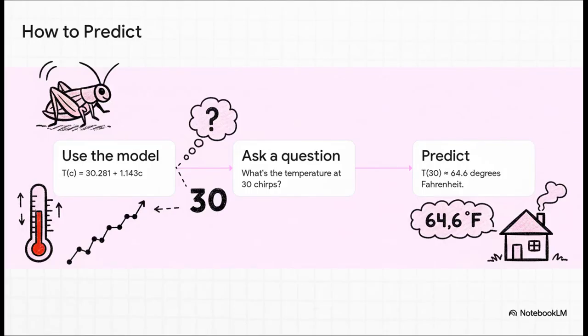We start with our model's equation. Then we ask a question, like, hey, if I hear a cricket chirping 30 times a minute, what's the temperature probably like? We just plug the number 30 into our equation where the C is, do the math, and out pops our answer, about 64.6 degrees Fahrenheit. We just predicted the temperature without even looking at a thermometer.